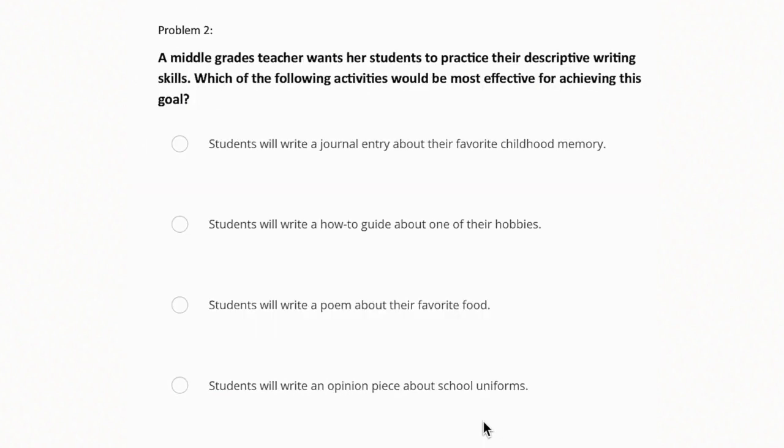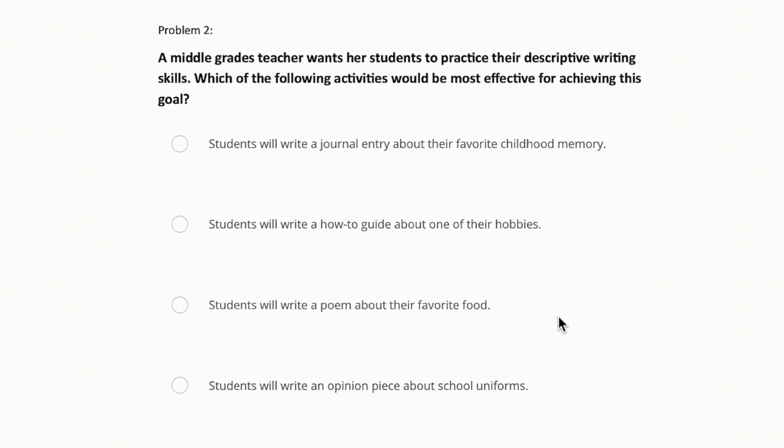Okay, now problem two. A middle grades teacher wants her students to practice their descriptive writing skills. Which of the following activities would be most effective for achieving this goal? Students will write a journal entry about their favorite childhood memory. Students will write a how-to guide about one of their hobbies. Students will write a poem about their favorite food. Or students will write an opinion piece about school uniforms.